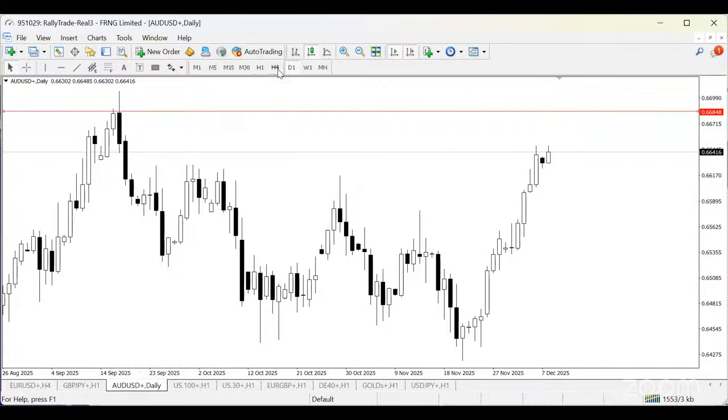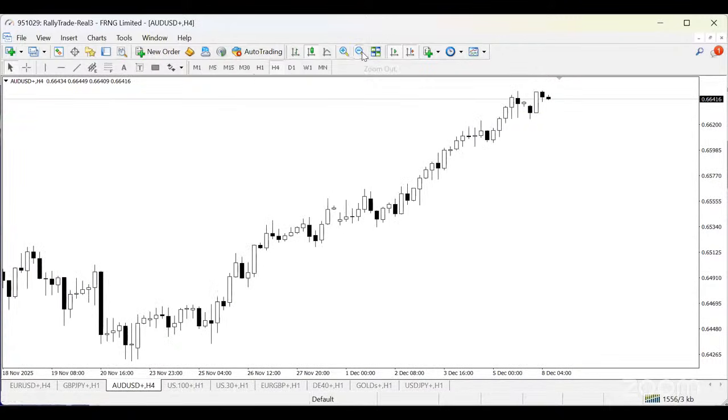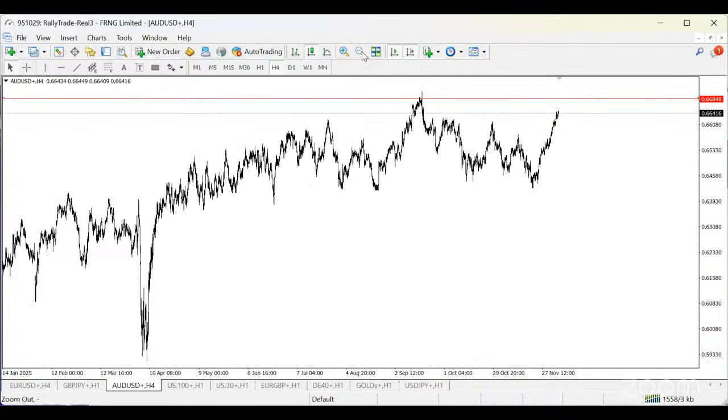But if we go to H4, there is something I normally like to do on AUD. If you go to H4, you will see that this price has shifted from low to kind of high. Let's do this one. I think this one is good enough.